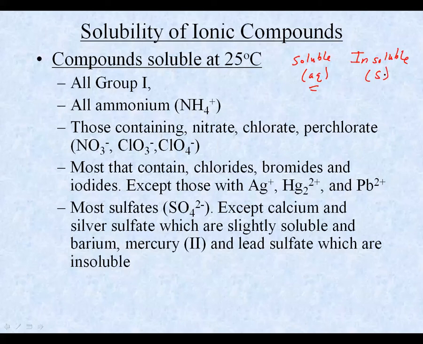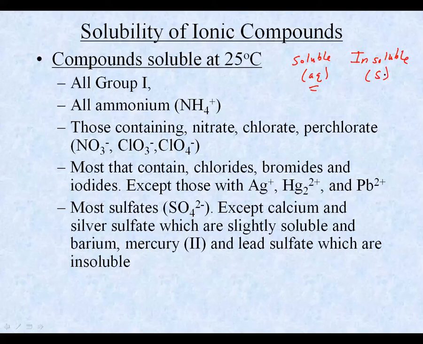So these are ones that are always soluble. When we look at it, group 1 on the periodic table, so lithium, sodium, potassium, and also anything in the formula that has NH4 plus, which is ammonium. As soon as you see that, you will know that it is soluble. Anything that contains nitrate, chlorate, or perchlorate, if you see those in the formula, they will be soluble. There are no exceptions for any of those.